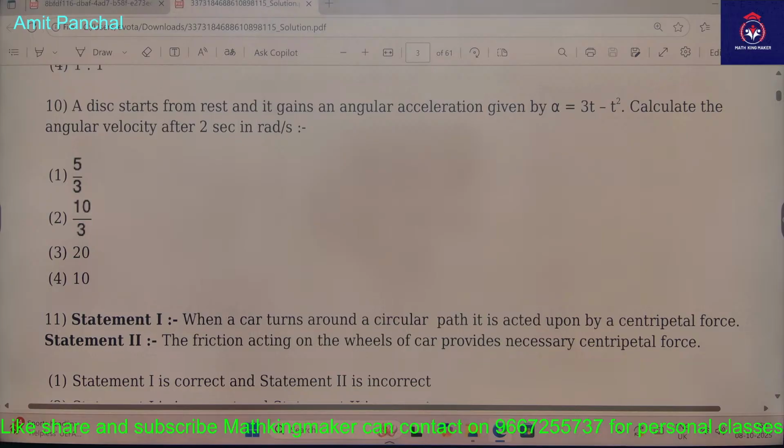Is the value 10 by 3? Yes, right answer. Great. The value is 10 by 3. Okay, nice.